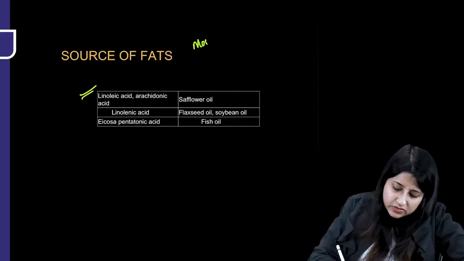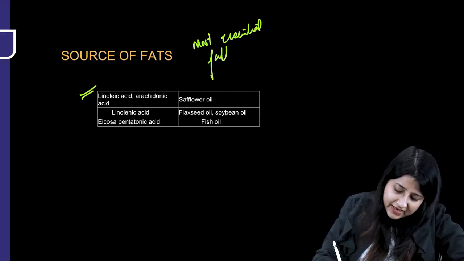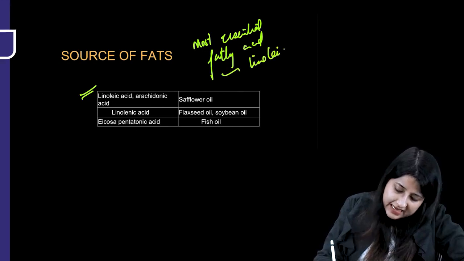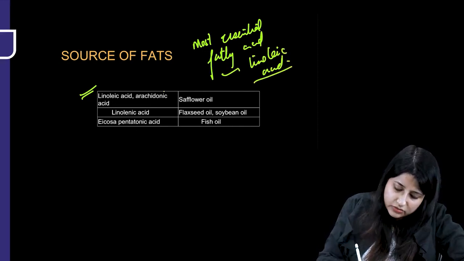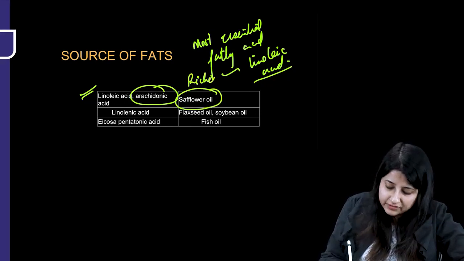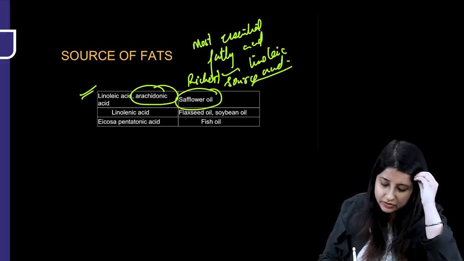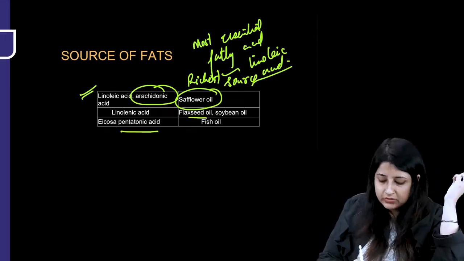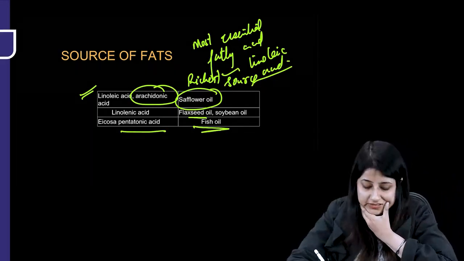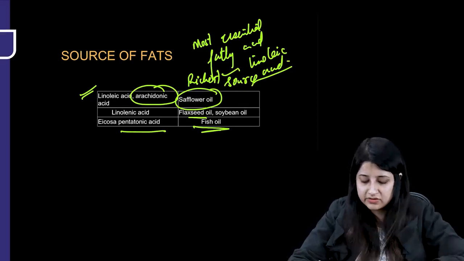Which is the most essential fatty acid? Please remember, most essential fatty acid is a question. That is linoleic acid. And it gives us also arachidonic acid, and the richest source of that is safflower oil. The richest source of linolenic is flaxseed oil. Eicosapentaenoic acid is derived from that only, so that is fish oil. So this is very, very important: what is the most essential fatty acid and what is the richest source of it.